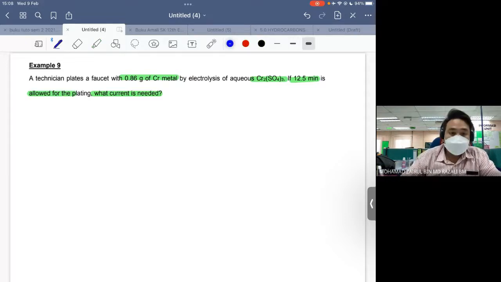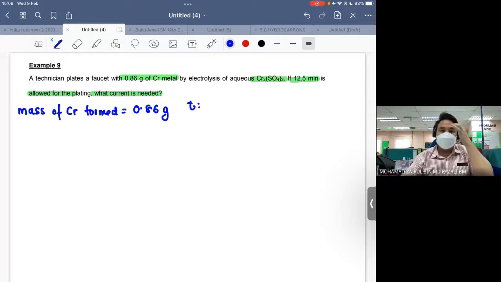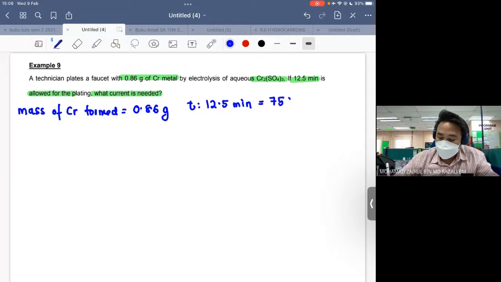So maknanya daripada soalan ini kita tahu the mass of chromium formed is equal to 0.86 gram. Okay, so time yang diperlukan untuk plate 0.86 gram of chromium metal tu dekat faucet tu dia mengambil masa 12.5 minutes. Tapi kena ingat, kalau kita nak kira menggunakan formula Q equal to IT, the time must be in second. So that is equal to 750 second. So awak just multiply by 60 je lah.